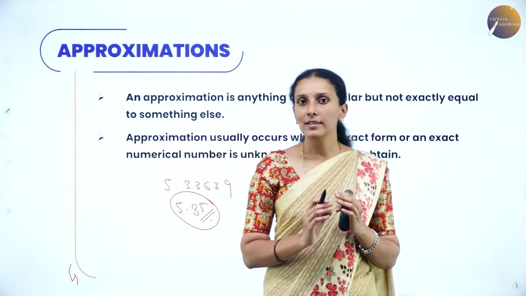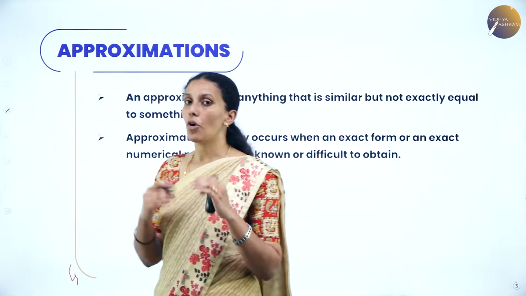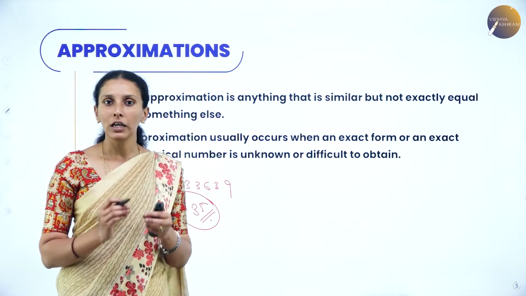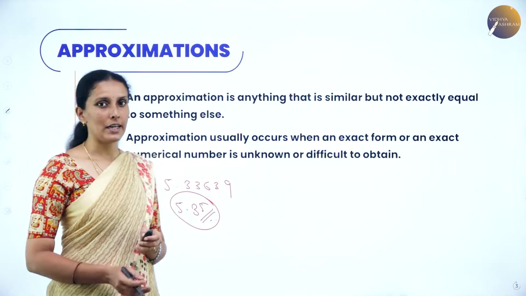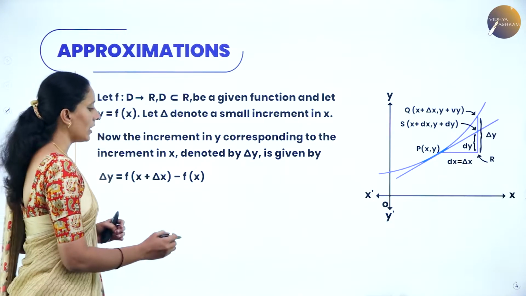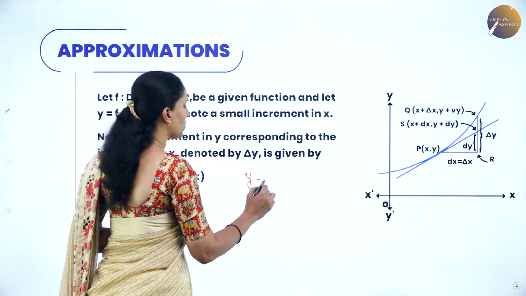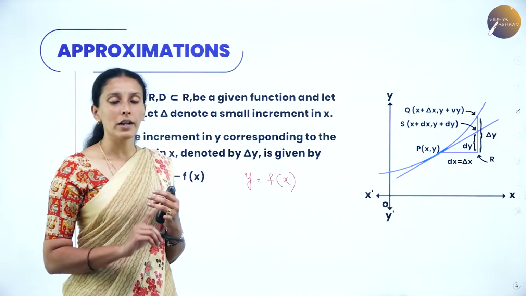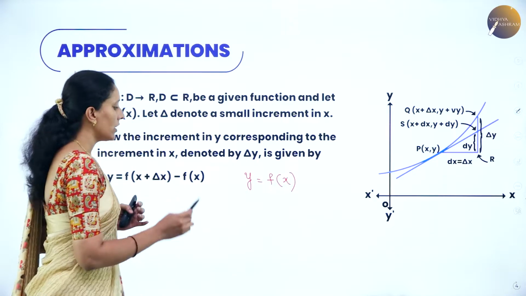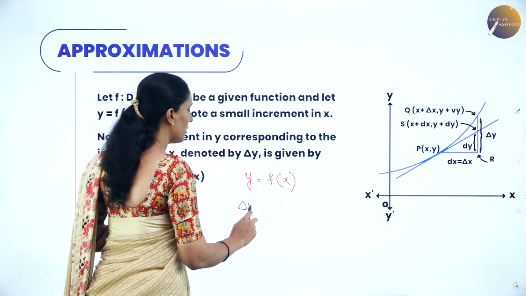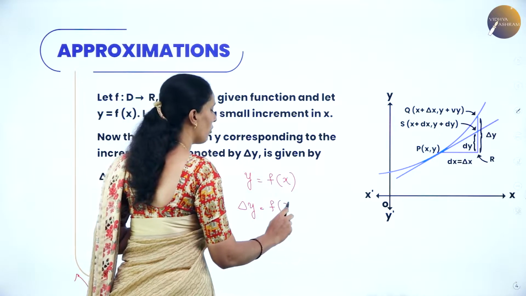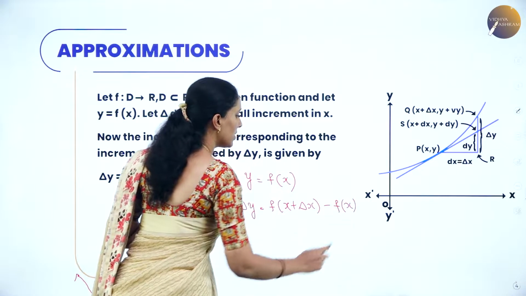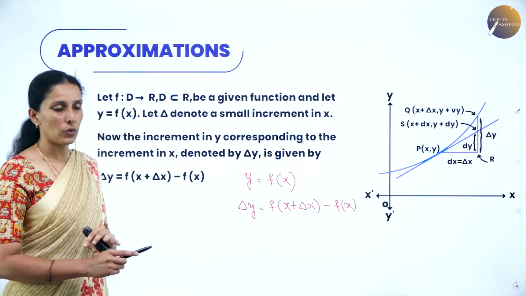So what is the necessity of derivatives in approximation, or how can we use derivatives in approximating numerical values? Let's study it now. Here, if I take y is equal to some f of x as a function, we know that a change in y, or a small increment in y, is usually given by delta y is equal to f of x plus delta x minus f of x. So this is the increment in y which we use here.